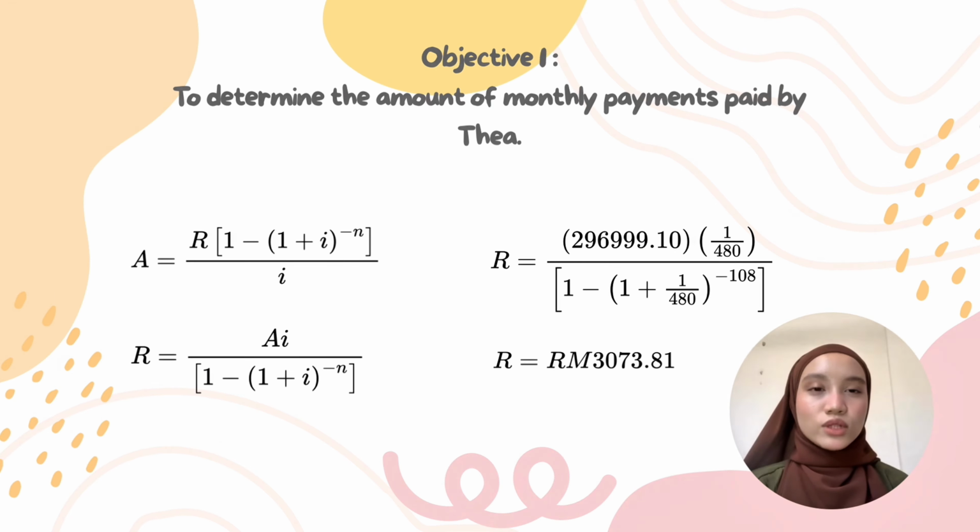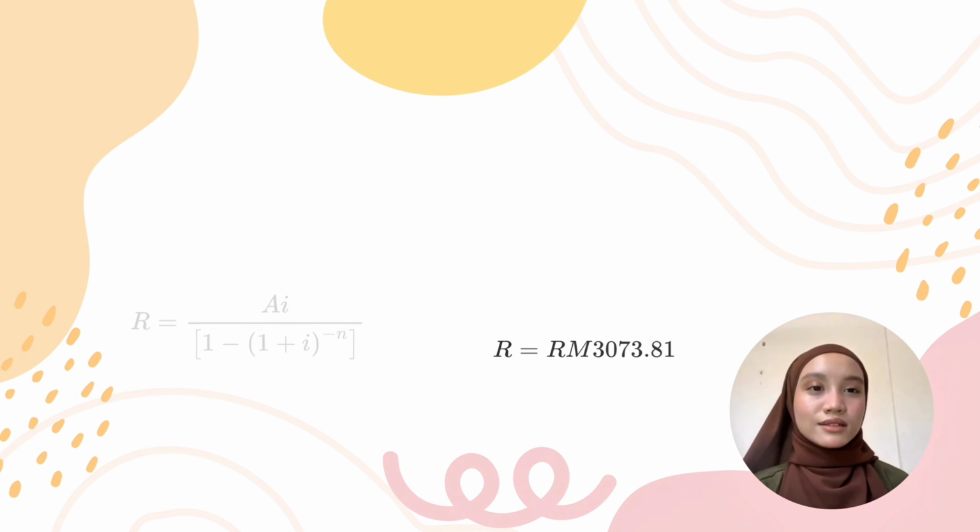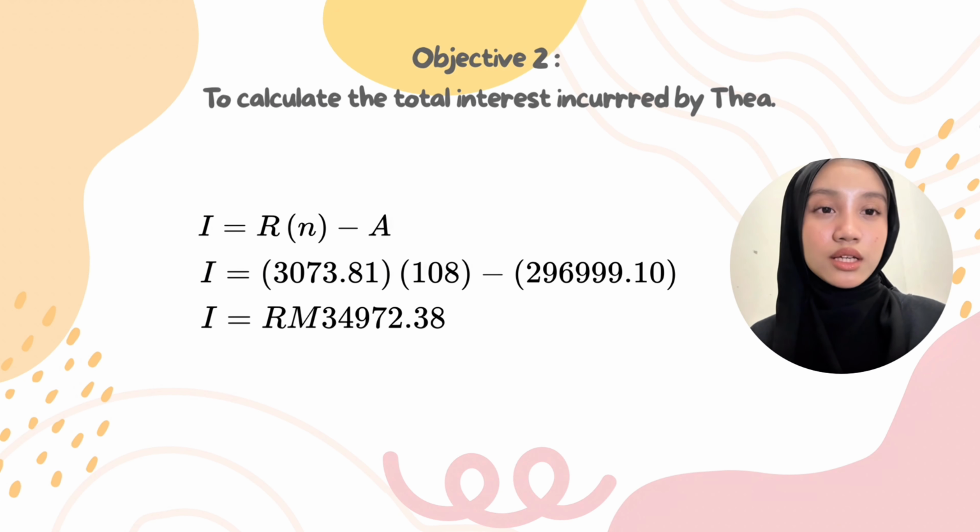For Objective 1, to determine the amount of monthly payments paid by Tia, we use the annuity formula, which is A equals R multiplied by in brackets 1 minus (1 plus I) to the power of negative n, over I. We rearrange the formula to solve for R, which is R equals A multiplied by I over in brackets 1 minus (1 plus I) to the power of negative n. So we just substitute the values into the formula. By substituting the numbers into the formula, you will get 3,073.81 ringgit.